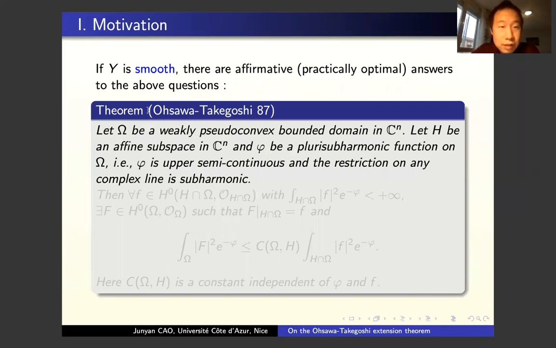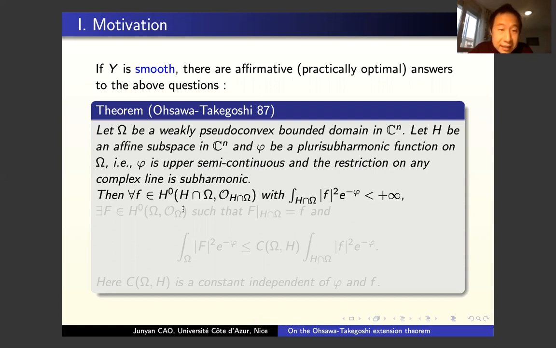Now I just mention its local version. To begin with, we suppose that Omega is a weakly pseudo-convex bounded domain in C^n, or for simplicity, we just assume that Omega is a polydisk in C^n. Now let H be an affine subspace in C^n, and phi a PSH function on Omega. That means that phi is upper semi-continuous, and its restriction to any complex line in Omega is subharmonic.